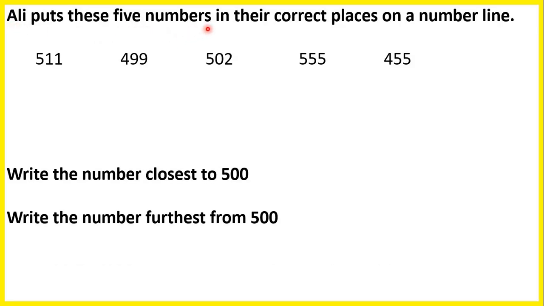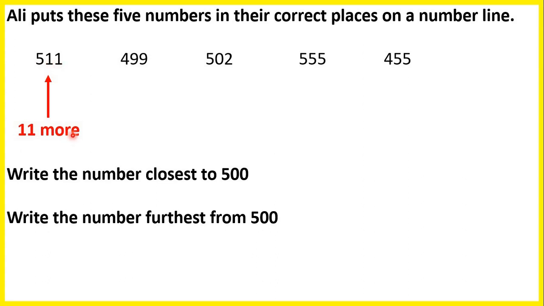Ali puts these 5 numbers in their correct places on a number line. We need to write the number closest to 500 and write the number furthest from 500. So let's find the difference for these numbers.